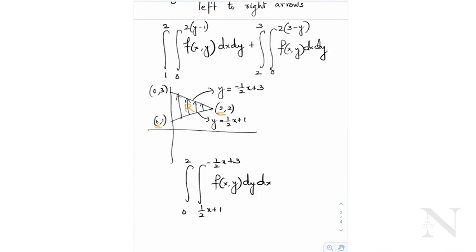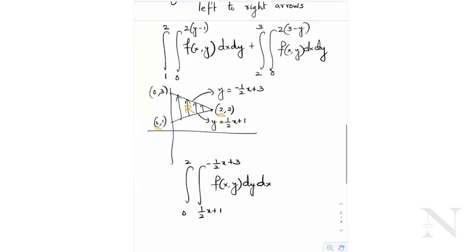So this is one of the things I expect you to know for this week's quiz. You should be able to look at a simple region in R2 and should be able to flip-flop things. Okay. Any questions on this example?